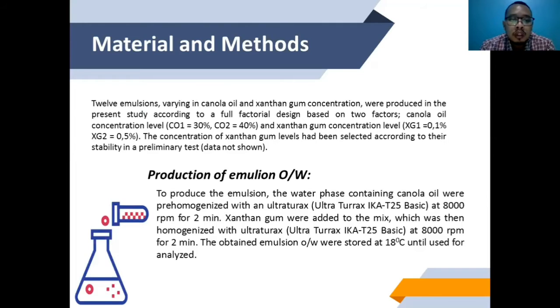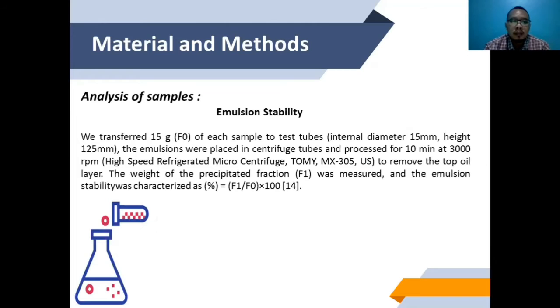Production of emulsion. To produce the emulsion, the water phase containing canola oil was pre-homogenized with an Ultra-Turrax at 18,000 rpm for 2 minutes. Xanthan was added to the mix, which was then homogenized with the Ultra-Turrax at 18,000 rpm for 2 minutes. The obtained oil in water emulsion was stored at 18 degrees Celsius until analyzed.